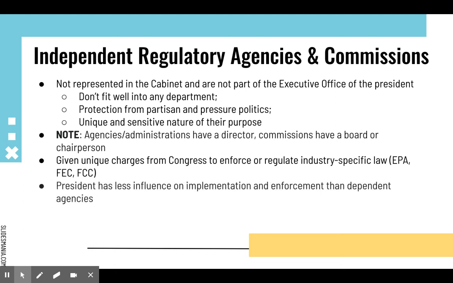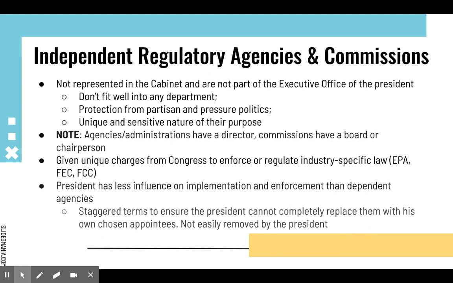Because they're independent, the president has less influence on implementation and enforcement than the dependent agencies that fall under his cabinet control, right? He nominates members of the cabinet who then regulate and monitor the departments that are under them. If these agencies and commissions are independent of the cabinet, the president by proxy doesn't have as much control or influence.